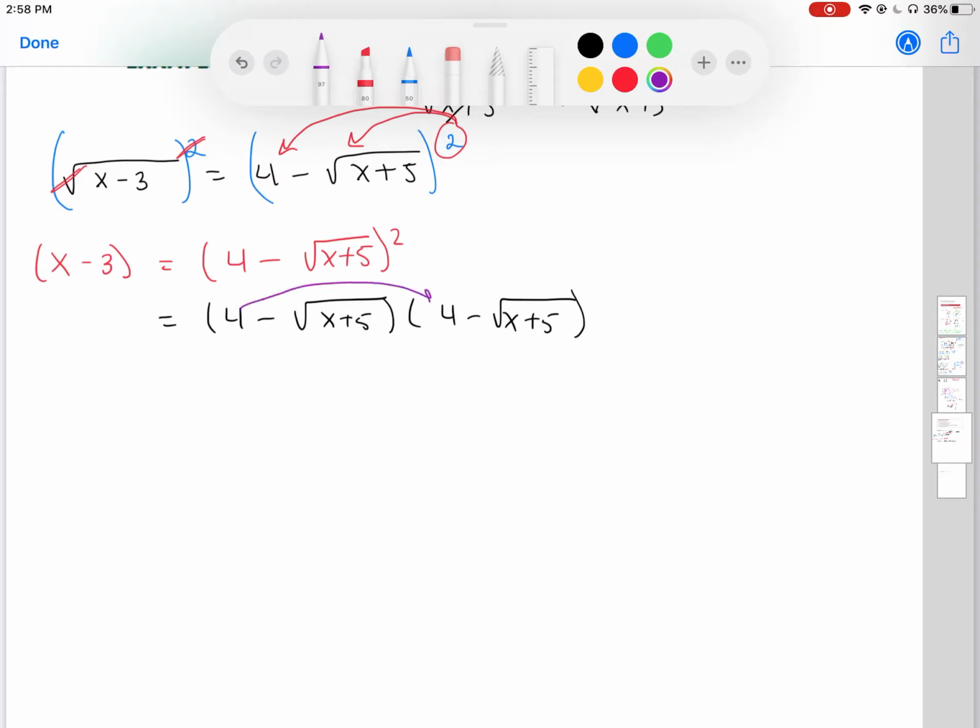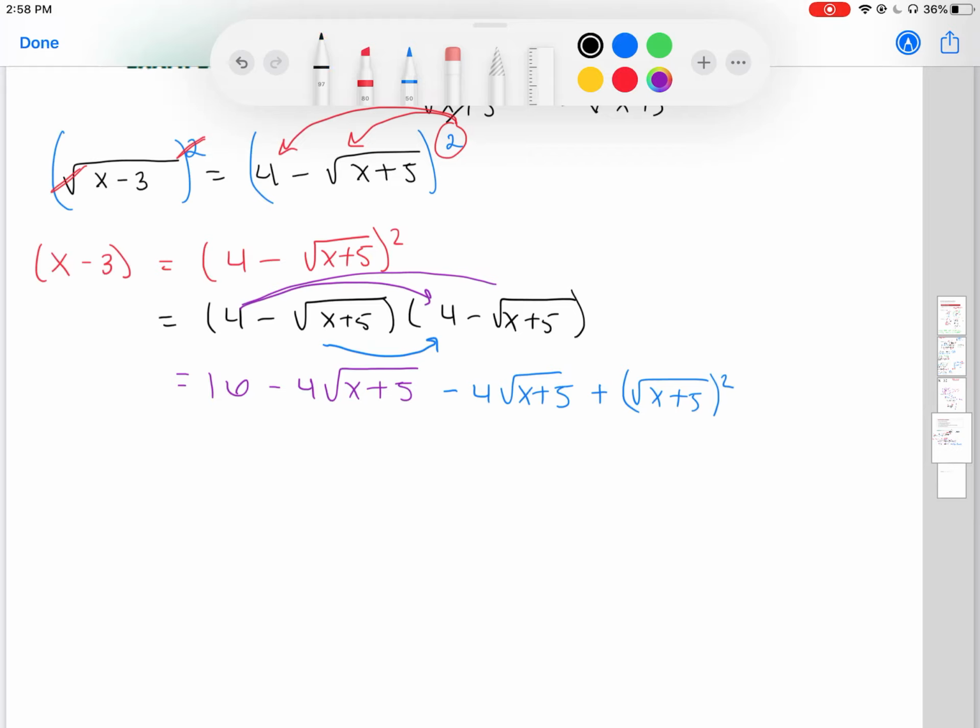So we have 4 times 4, that's 16. 4 times the square root, we have negative 4 square root of x plus 5. Negative square root times 4, we have negative 4 square root of x plus 5. A negative times a negative is a positive. And then we have the square root of x plus 5 times itself, so it's going to be squared. And on the left-hand side, we have x minus 3. Okay, let's clean this up. So I have 16. I can't do anything with that radical, so I'll just write it down.